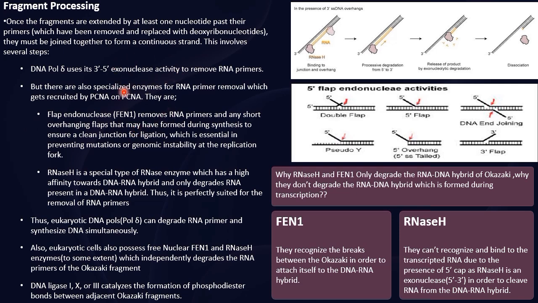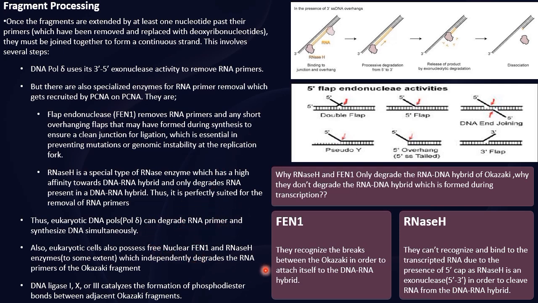Also, eukaryotic cells possess pre-nuclear F1 and RNase H enzymes to some extent, which independently degrade the primers of the Okazaki fragment. As mentioned, PCNA recruits specialized enzymes like FEN1 and RNase H, but there are also some enzymes which are present inside the nucleus itself. Thus, they also work independently to degrade the RNA primer.